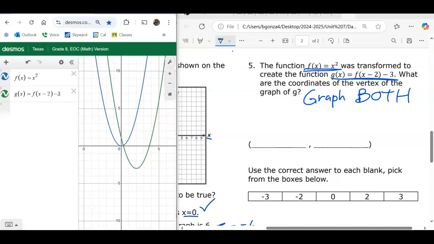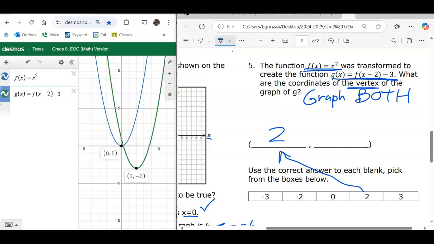All right, so we're going to move this around. Okay, so the blue one is x squared. And then when I graph x minus 2 minus 3, well, it goes from 0, 0 to 2, negative 3. So it looks like it went right 2, down 3. And the x value of the vertex is 2, and the y value is negative 3. You got to drag these things, okay?